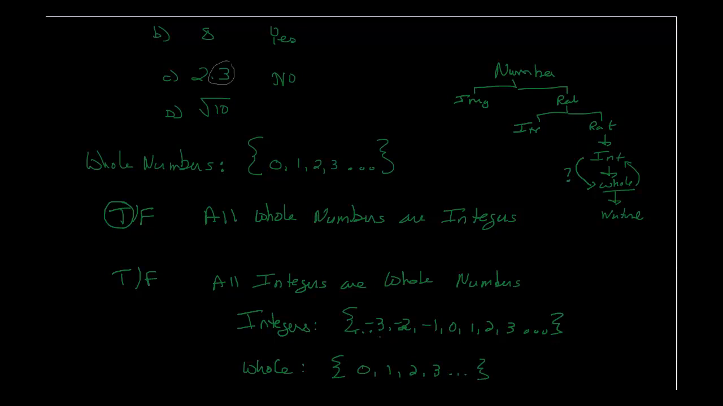So notice -3, -2, -1, these guys are integers. Are they whole numbers? No, they're definitely not whole numbers. So are all integers whole numbers? False. They are definitely not, as we see here. -3, -2, -1 are integers, but they are not whole numbers. However, all whole numbers must first be integers, because if they weren't integers, they could not be whole numbers. So again, this is the math play on the words here.